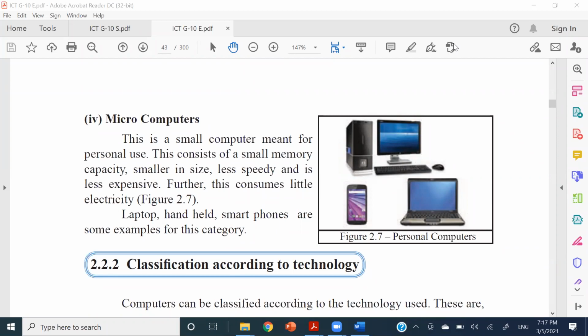So we have tabs, we have smartphones, right? There were also things called PDAs. So those kinds of things, everything is categorized under the microcomputers, right?